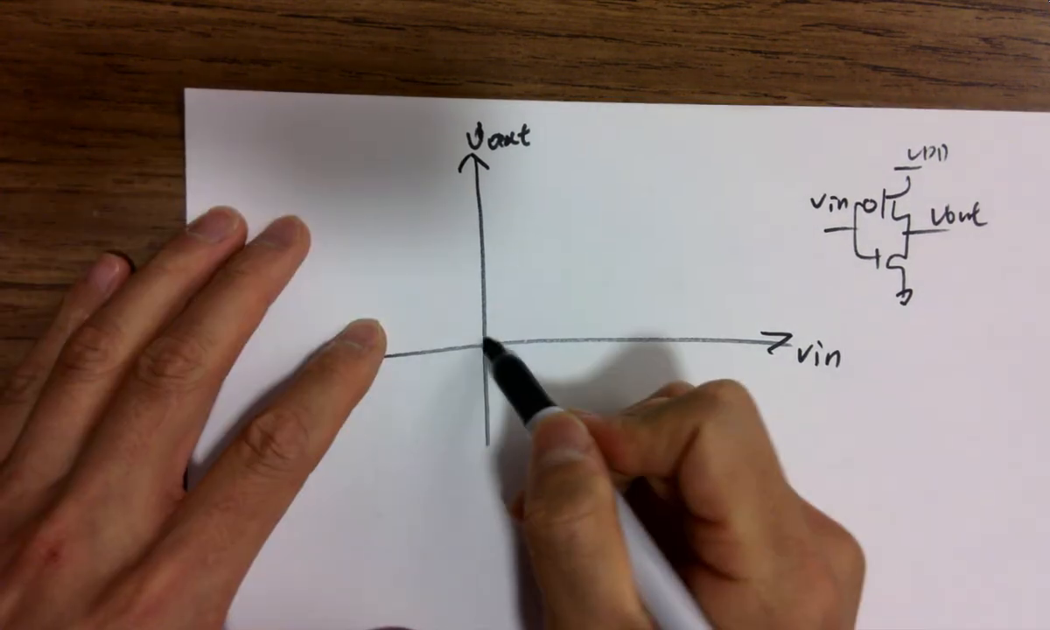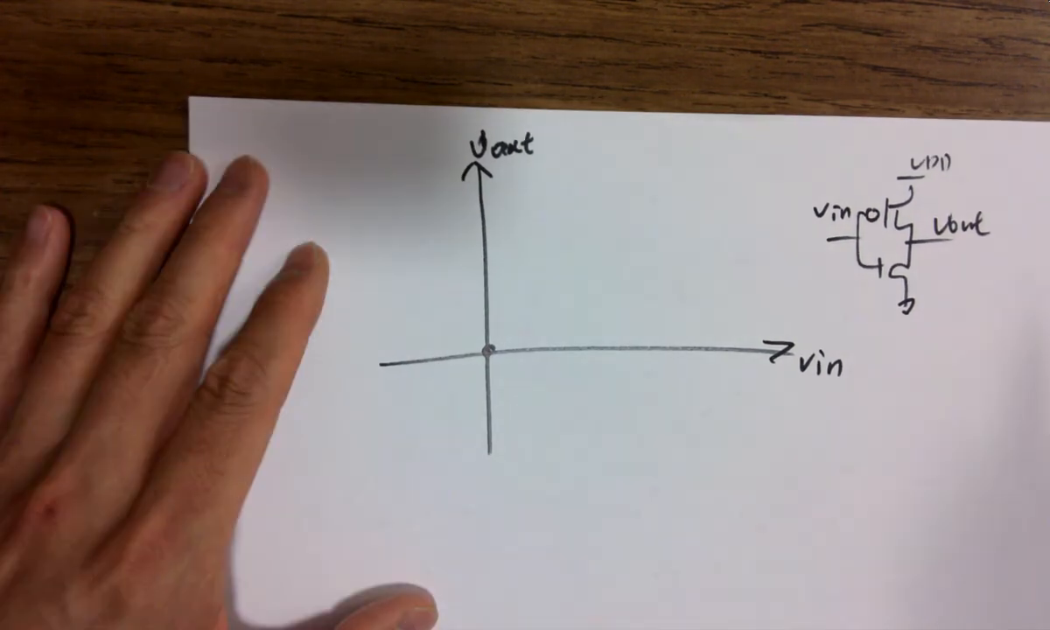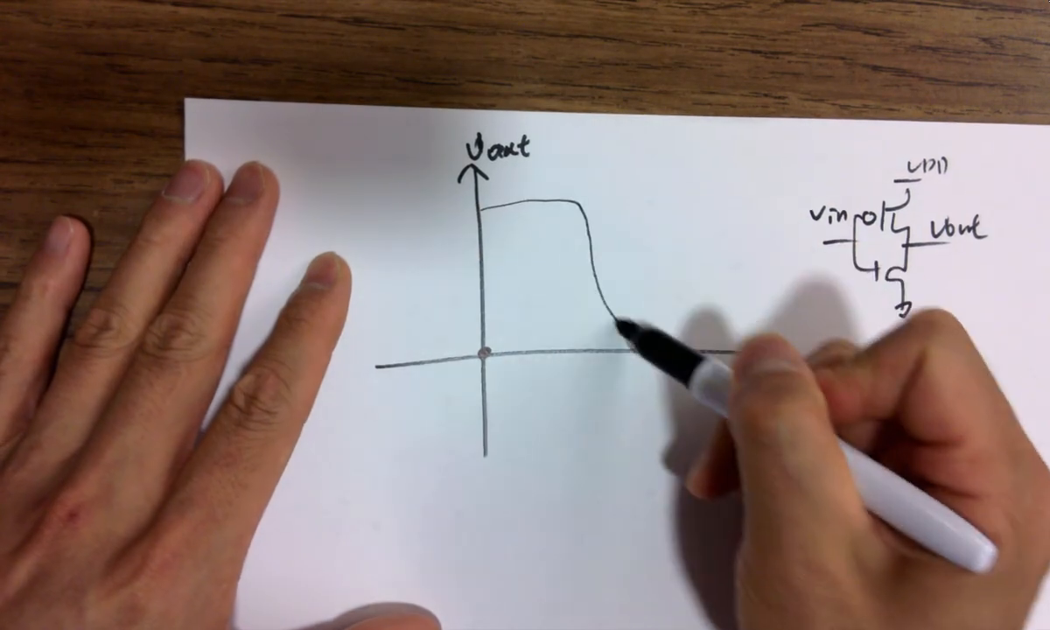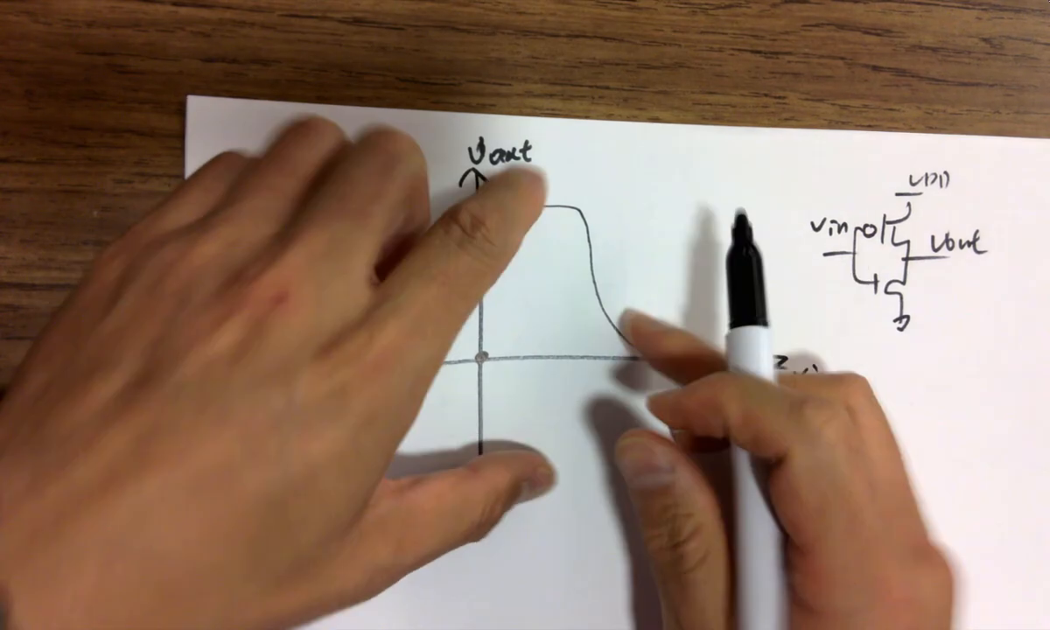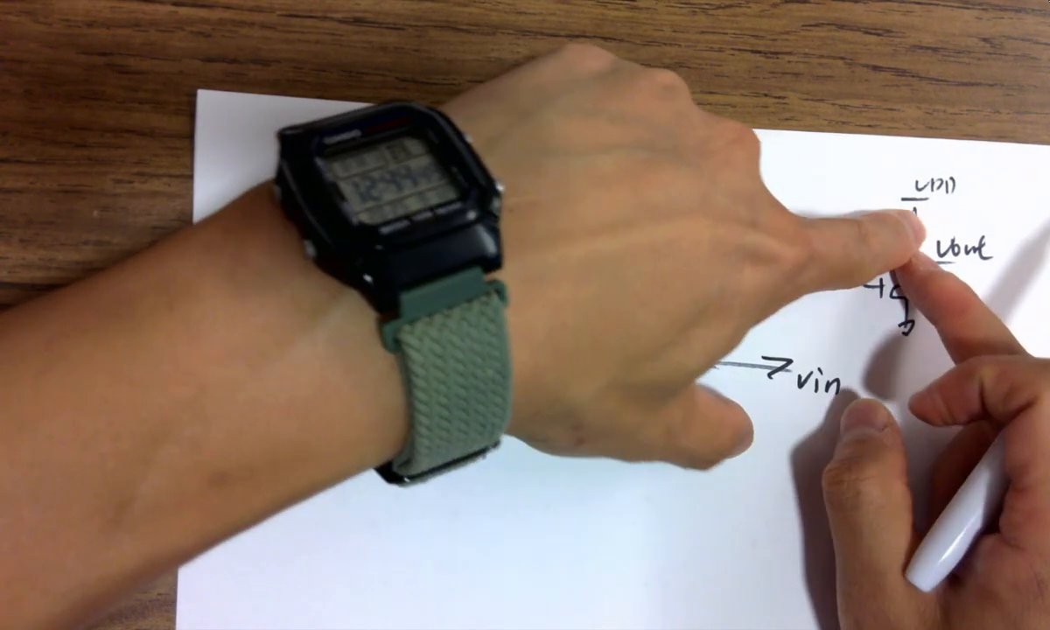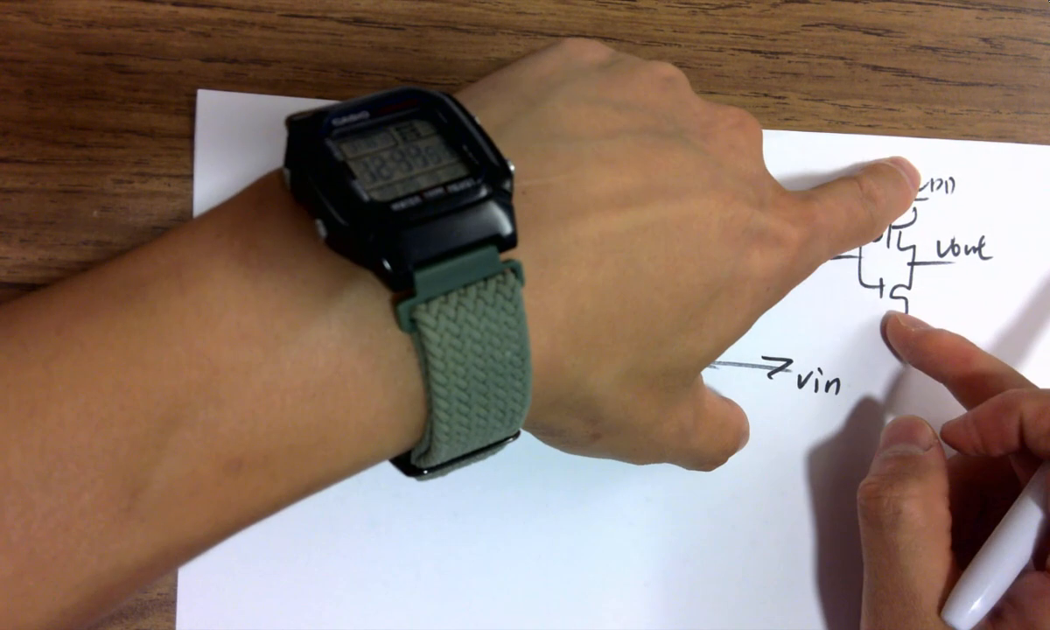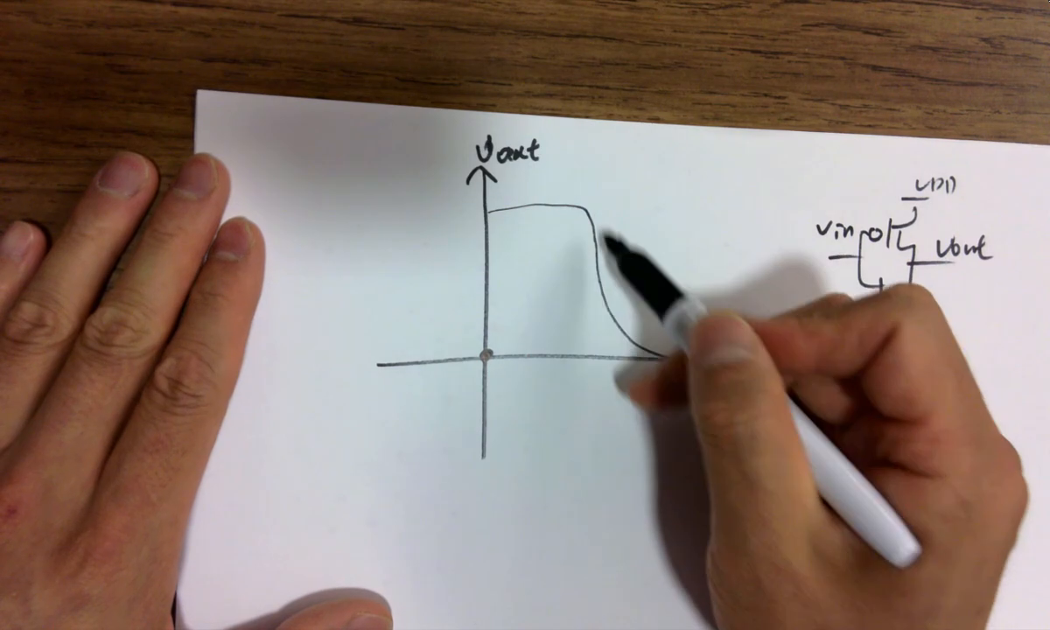So when V in is 0 volts, we're expecting what? 5, right? And eventually it's going to do this for you. It won't be perfect, because it's when the two transistors are actually competing with each other, fighting for currents. So it's causing a time delay. This is not perfect.